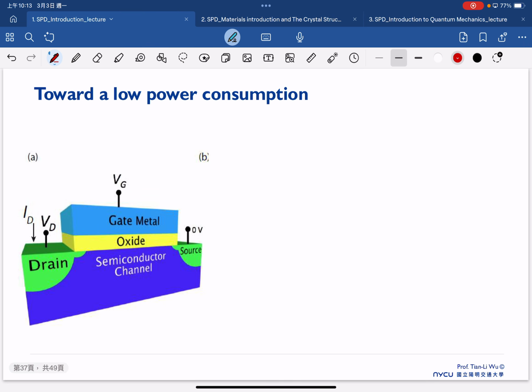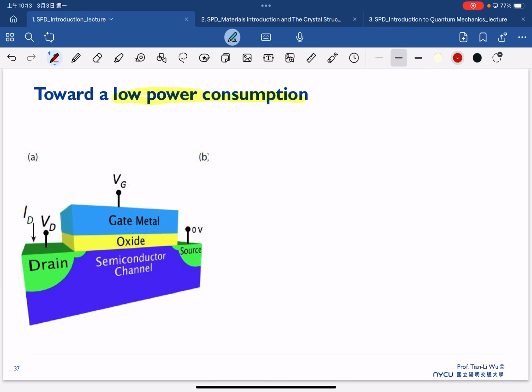So in the end, no matter whether you look at scaling or application needs, you very often hear the term low power consumption. So one of the goals when we develop the transistor is we want to have low power consumption. But in terms of electrical characteristics, what does low power consumption really mean?